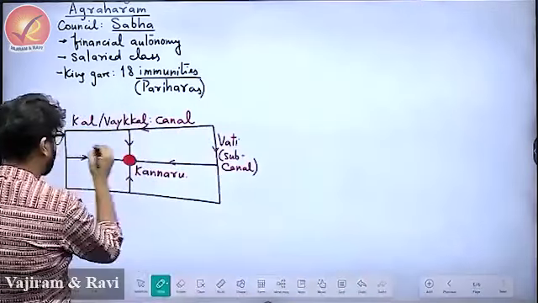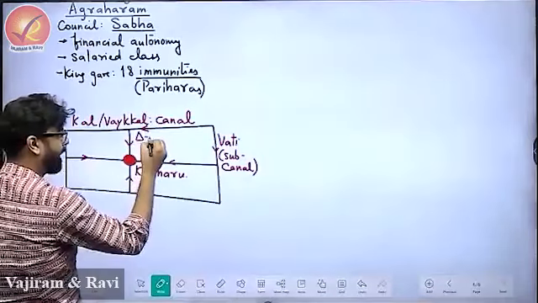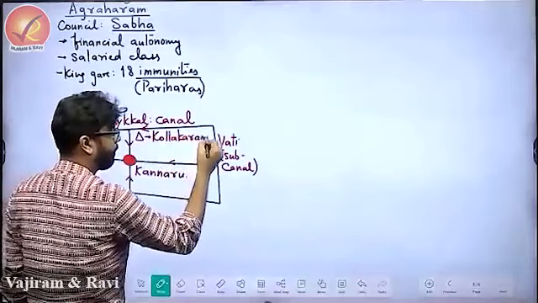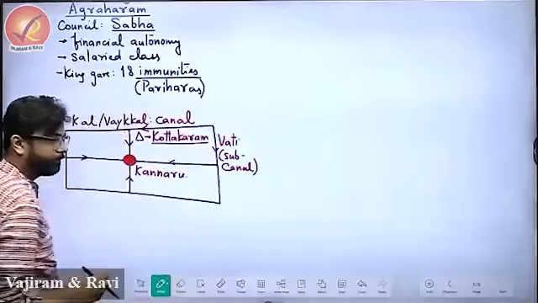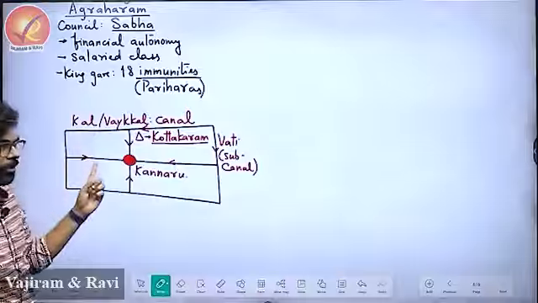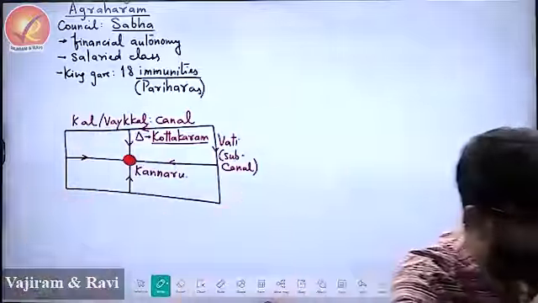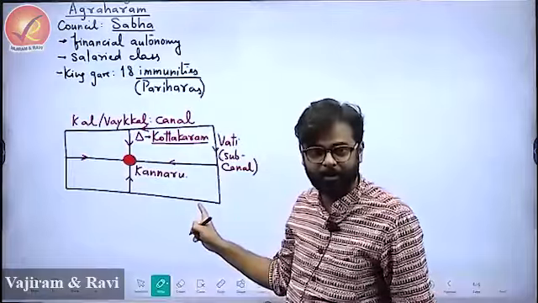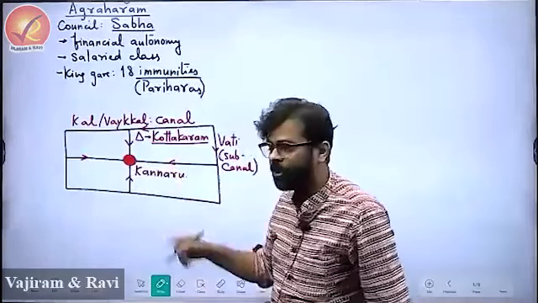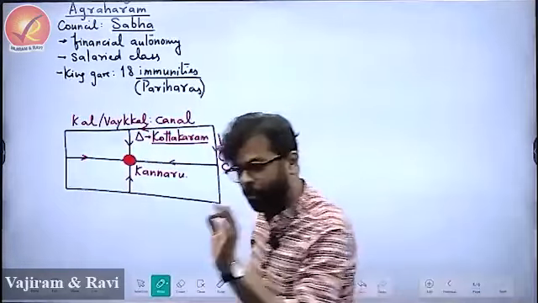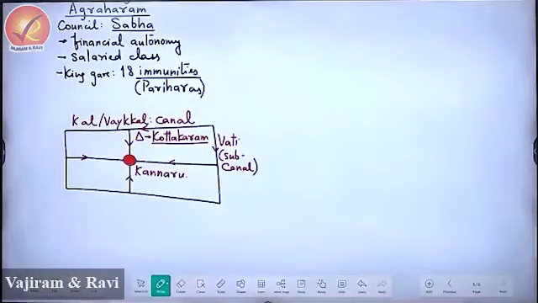Every box has a granary. Granary is called Kottakaram. It's a granary. And these boxes are like a grid. They are making a grid-like pattern. This is called grid pattern. Every box can have 100 to 150 families. Every grid represents many families.